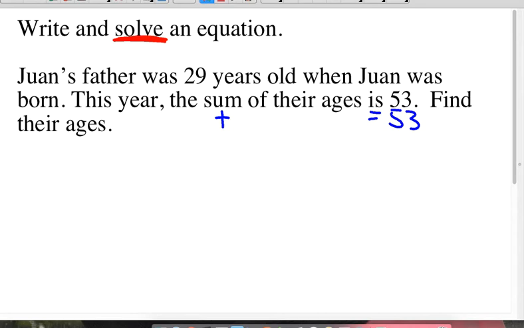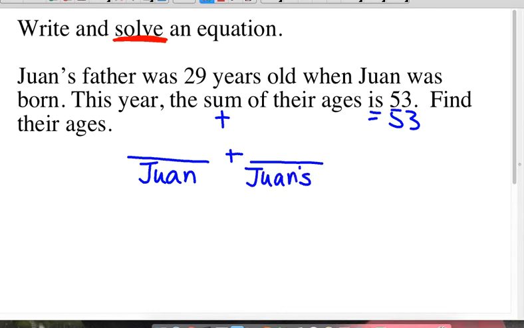But I know I have Juan at some age, plus Juan's dad, and that equals 53 years. Now, I don't know how old Juan is, and I don't know how old Juan's dad is, but I do know some things about their age. I know that when Juan was born, his dad was 29 years older than him.